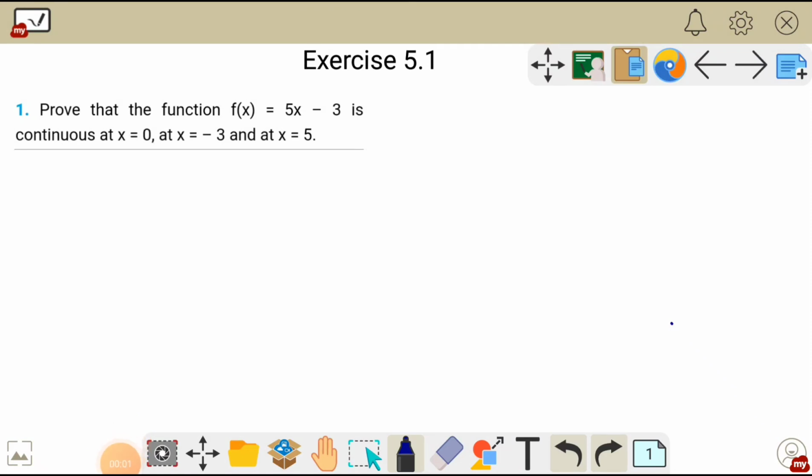Hello and welcome everyone. Today we are going to start exercise 5.1. Let us start with the first question.